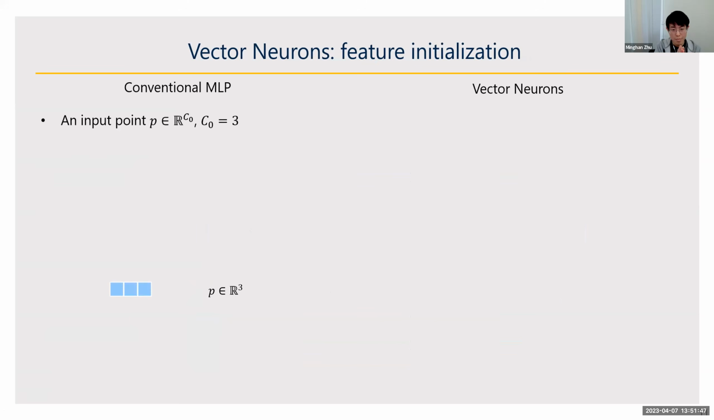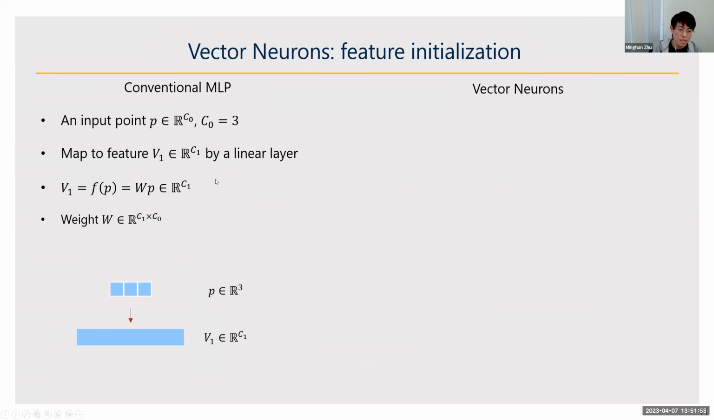Basically, we want to map a point, an XYZ, to a feature. For a conventional MLP, PointNet, it is very straightforward. Basically, it's just by matrix multiplication. Given a 3-dimensional vector, you multiply that by some C by 3 matrix, then you'll get a C-dimensional vector. This is pretty straightforward. For vector neuron, it's a little bit different.